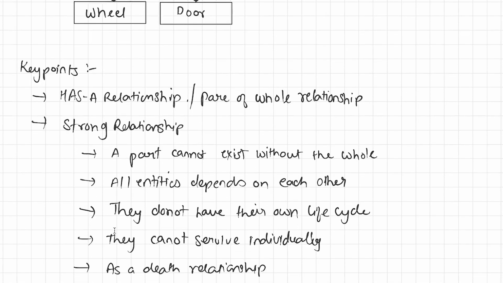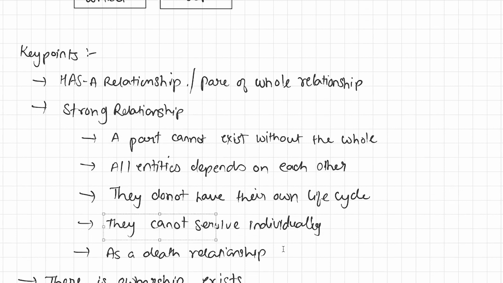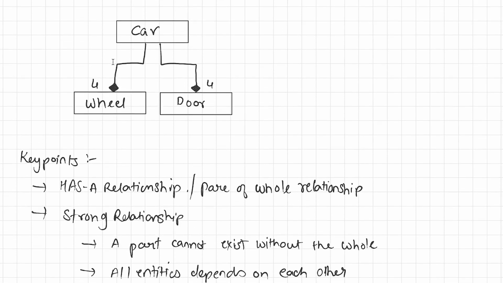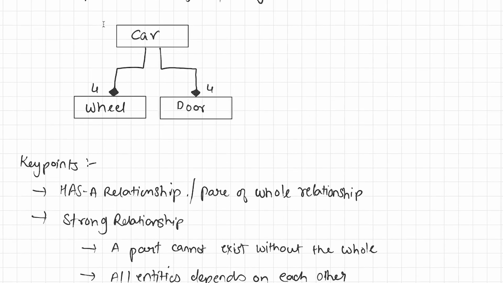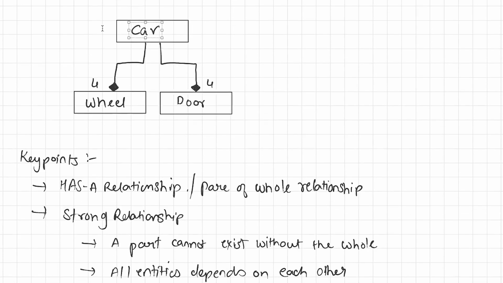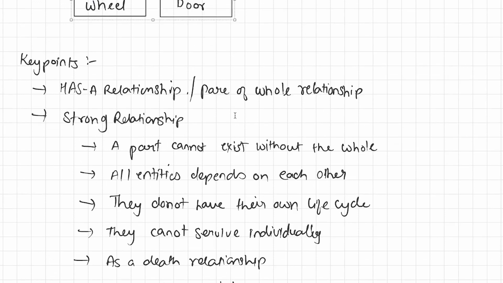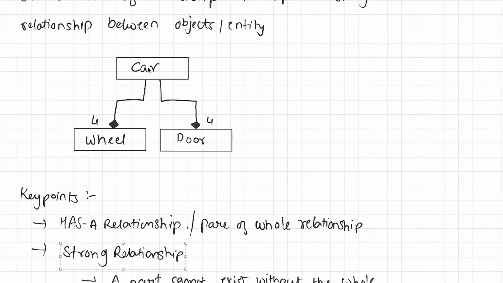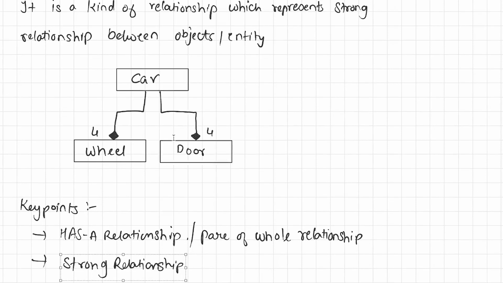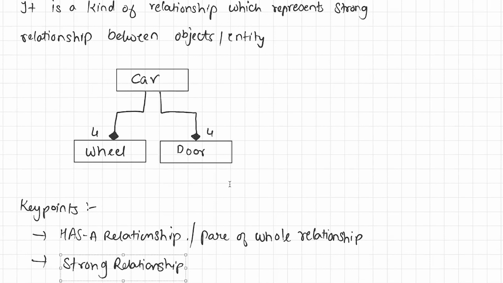As simple as that. And the next point is they cannot survive individually, and we can also call this type of relationship a death relationship. As I said, when we destroy the car, the wheel will not survive and the door will also not survive. We call this a death relationship because when we destroy the car, the wheel and door automatically get destroyed. So when the car is dead, the wheel and door are also dead. These are all the reasons why we call this relationship a strong relationship, and we call it composition because car is made up of wheel and door. We can also say that car is composed of wheel and door, right?